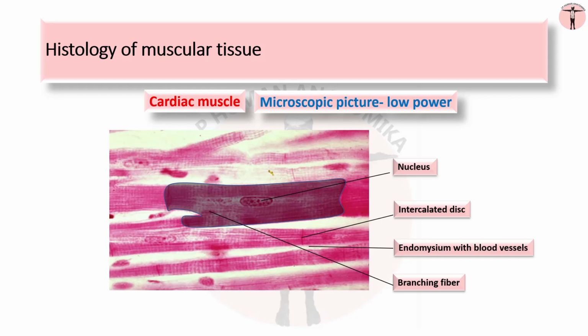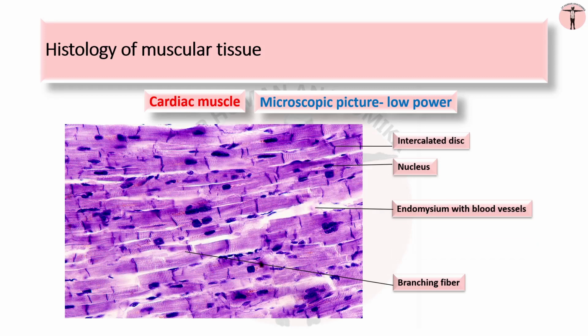Another photographic picture of the section of cardiac muscle under the low power of the light microscope. You can pause the video and go through the features. One more photographic picture of the section of cardiac muscle under the low power of the light microscope. This is stained with a special staining procedure to show the intercalated discs, which are prominently seen. You can pause the video and go through the features.